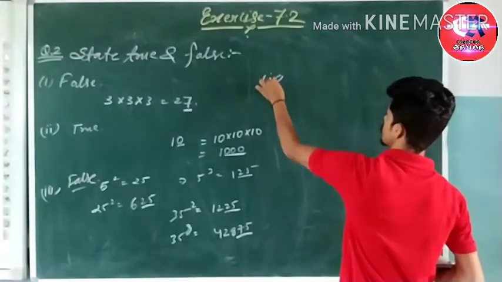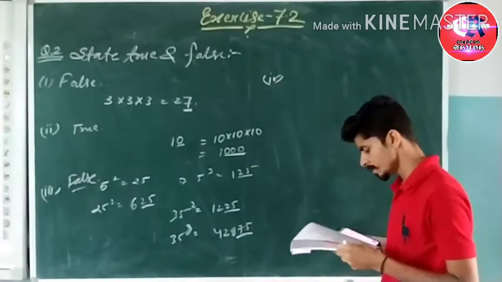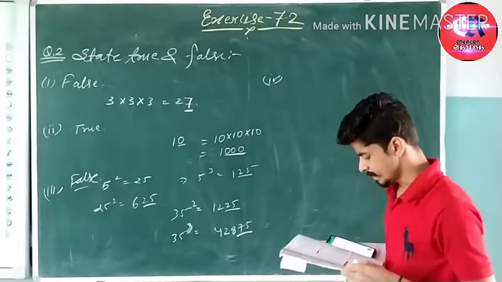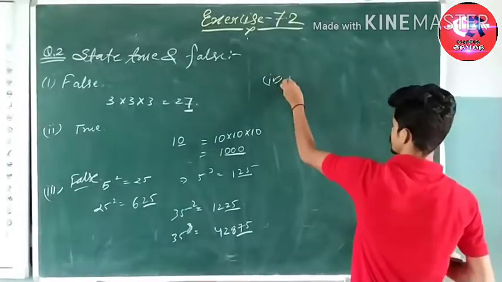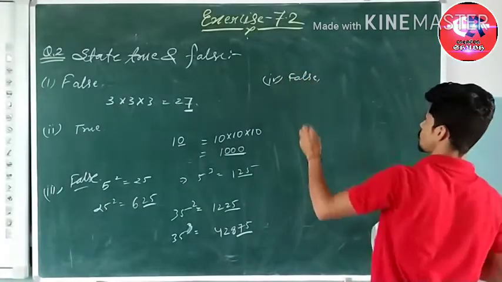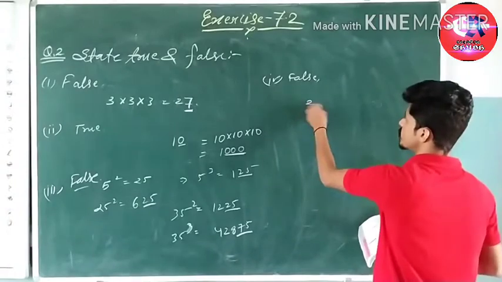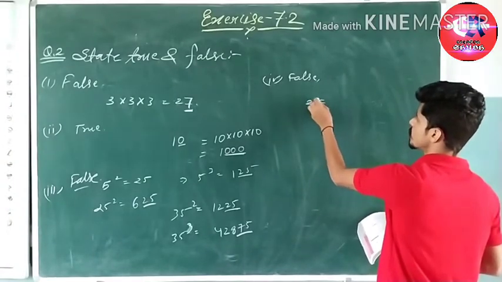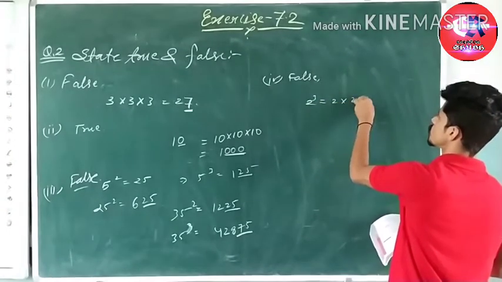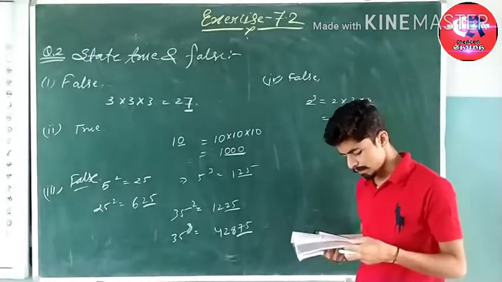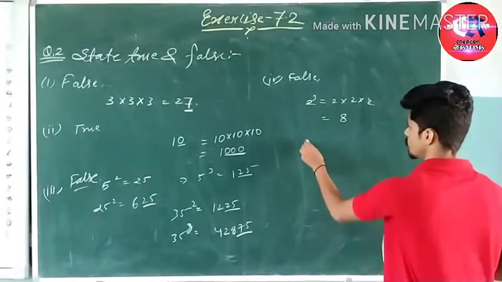So the next one is the fourth statement: there is no perfect cube that ends with 8. It is false. Why is it false? The smallest prime number is 2, and the cube of 2 is equal to 2 into 2 into 2, and we get 8. And one more number is there, 12.